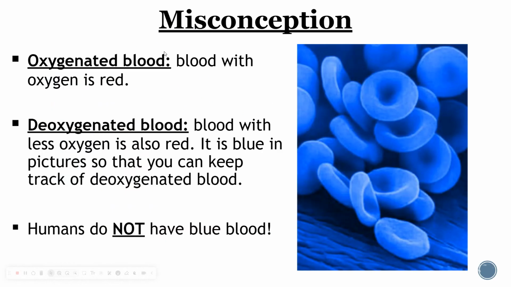As we already mentioned in the previous lesson and also in a few slides ago, oxygenated blood is red, and deoxygenated blood is red as well. Oxygenated blood is blood with a lot of oxygen. Deoxygenated blood is blood that does not have as much oxygen. In textbooks it's blue, but it's actually still just red. Humans don't have blue blood.